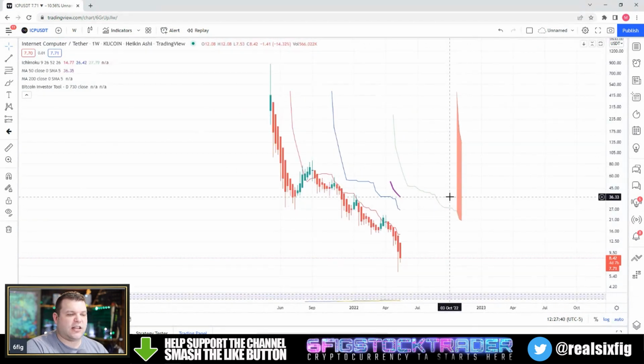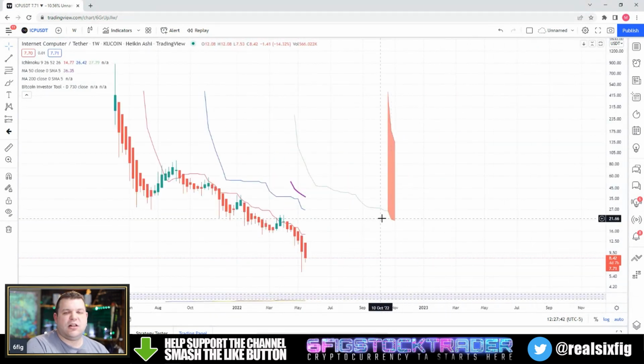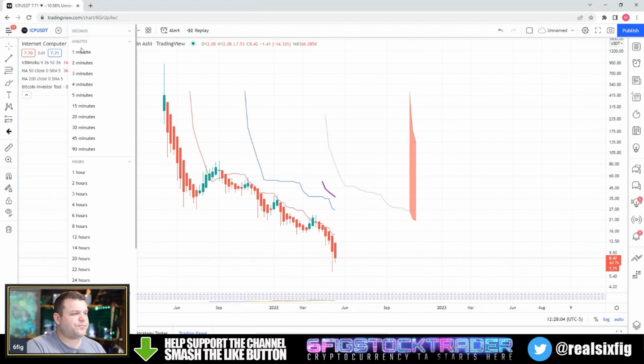Now that we're looking at the ICP chart, we can look at this on the weekly, because the last few weeks we've been seeing this 50 moving average print, and we can see this Ichimoku cloud that is forming now. In my opinion, this price action is still too far away from this Ichimoku cloud, even on the weekly chart. So that is one thing to keep in mind.